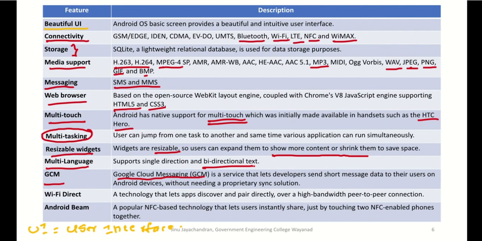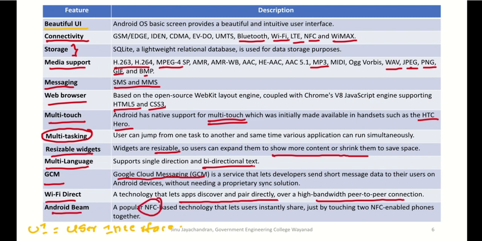So you can directly send a message to an Android device without having to go via the server. Wi-Fi Direct is a technology that lets apps discover and pair directly for high bandwidth peer-to-peer communication. You can put your Android devices face to face and send data. Android Beam is a popular NFC technology.